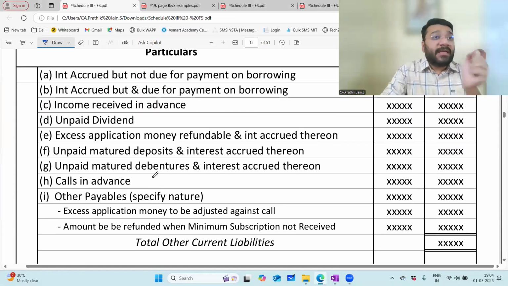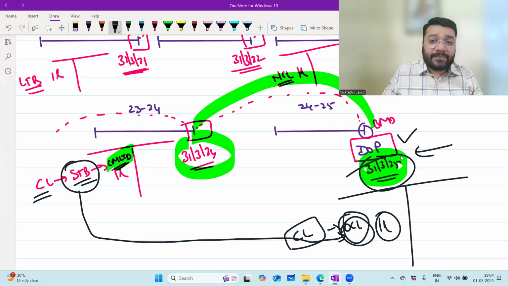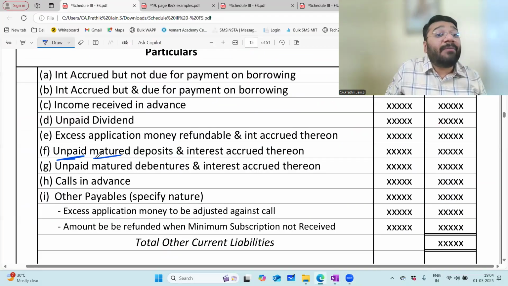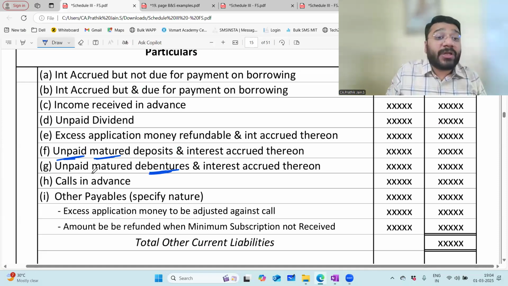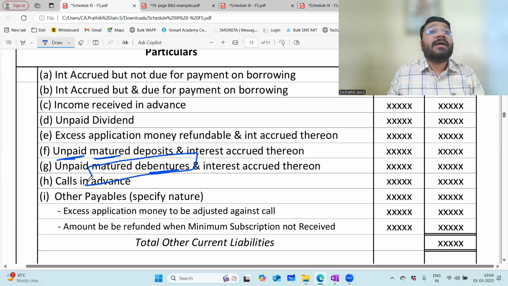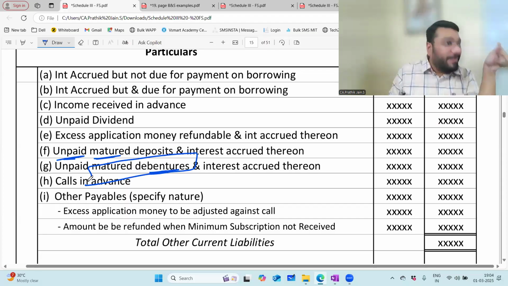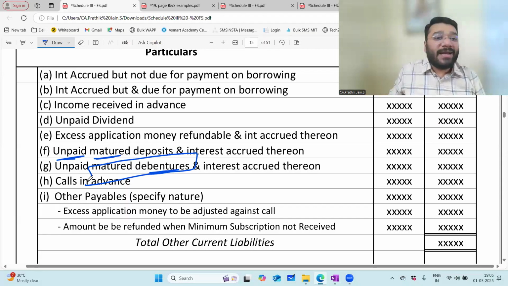Yes, sir. This money, which is not paid on the due date, will be called unpaid matured debentures. My question is, what is the meaning of matured debenture? The debenture which is matured for payment, but you have not paid it, is called unpaid matured debentures. Am I loud and clear? Online people.